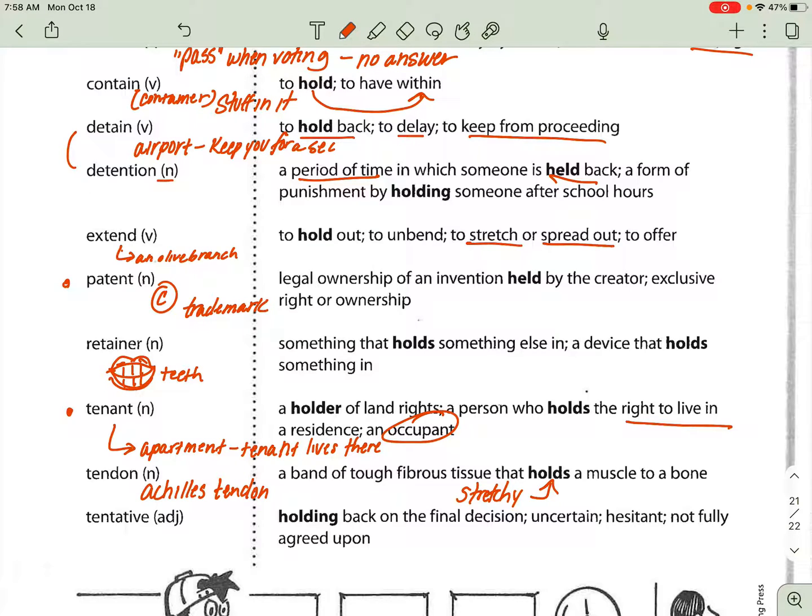And then the last one there is tentative, holding back on a final decision, uncertain, hesitant, not fully agreed upon. A lot of times you will set a tentative date. So you might say like, let's go ahead and schedule that conference for 2 weeks from now, and we'll make that a tentative date so that we'll double check again later, but let's just hold that place, and we think we might meet that day. So it's not like a for sure, but like a hold the date.